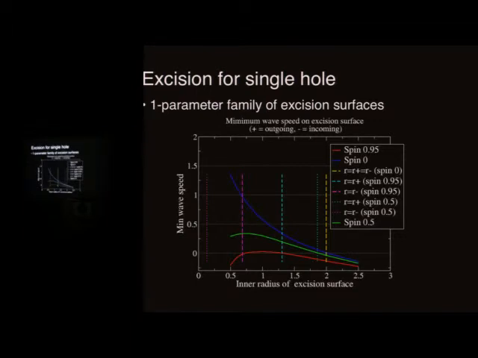For spin 0.5, the same basic story starts out to be true, but then these speeds turn around again. And for spin 0.95, there's just a very small region where the characteristic speeds are positive. This vertical dashed line is the outer horizon, and this dashed line is the inner horizon for a black hole with spin 0.95. And so the characteristic speeds are negative outside the horizon. They're positive for a region inside the horizon, but they're still pretty close to zero, and then they shoot back off and they're incoming again once you get well inside the inner horizon.